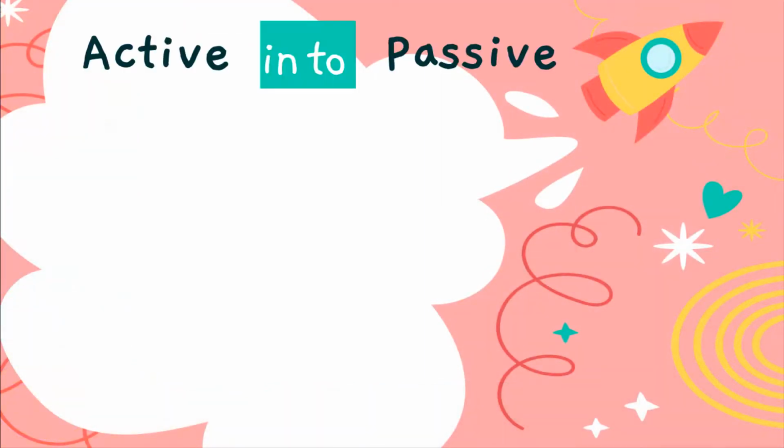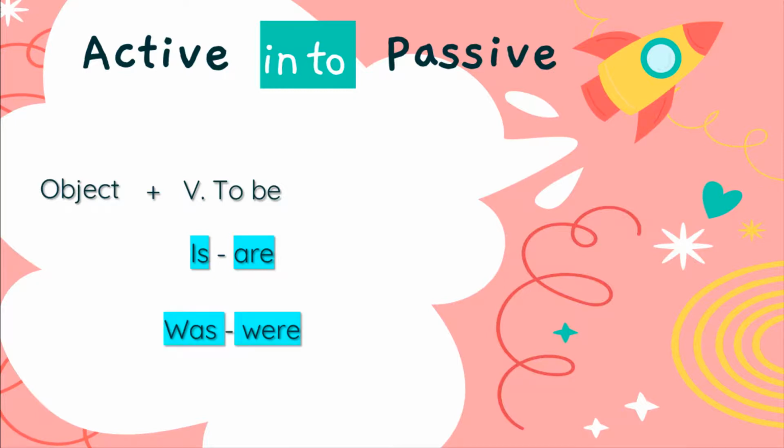So, in order to change the sentence from active to passive, we have to start with the object. Add the verb to be according to the tense of the active sentence. If it's in the present tense, we add is or are. If it is in the past, we add was or were. Then, put the main verb in the past participle form. Then add by, followed by the subject.